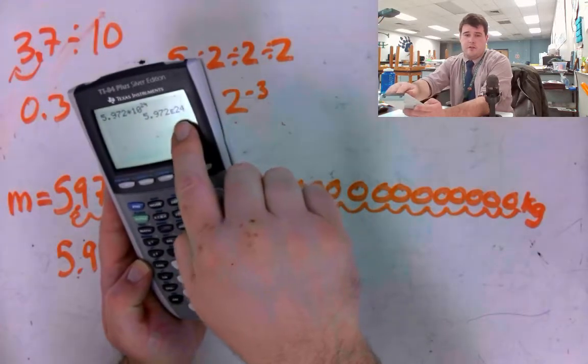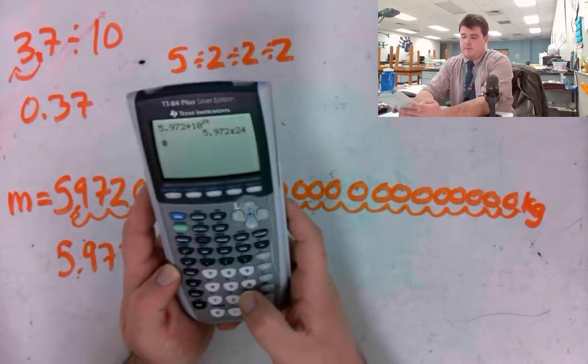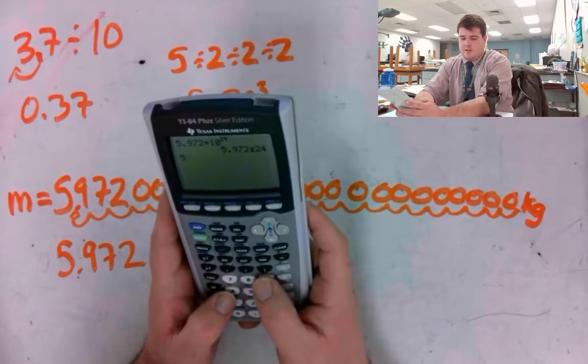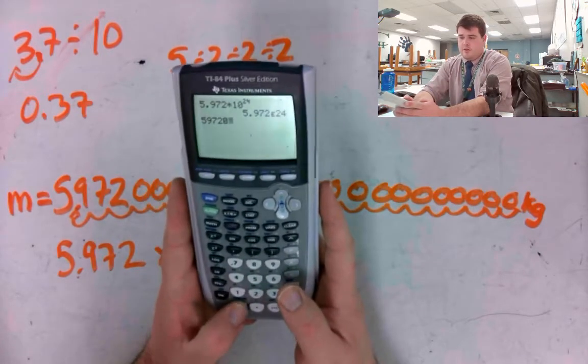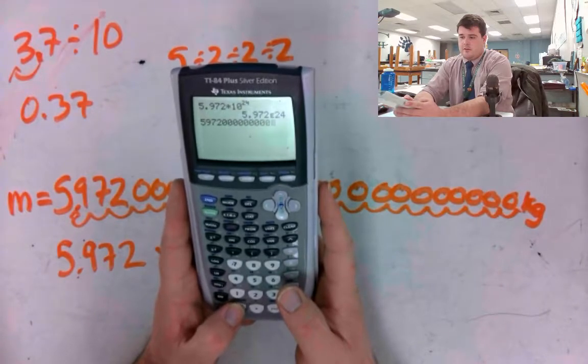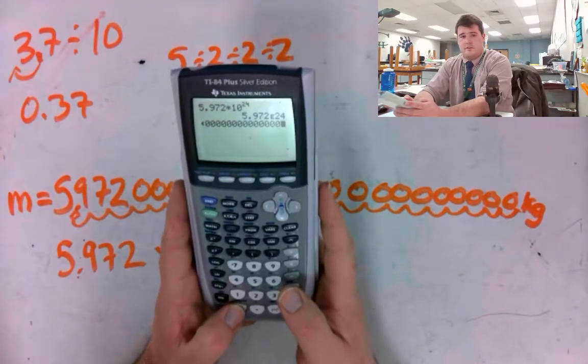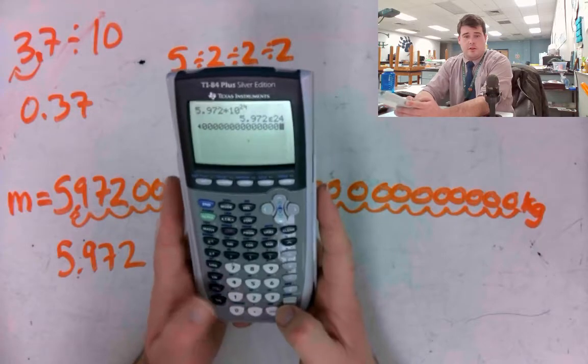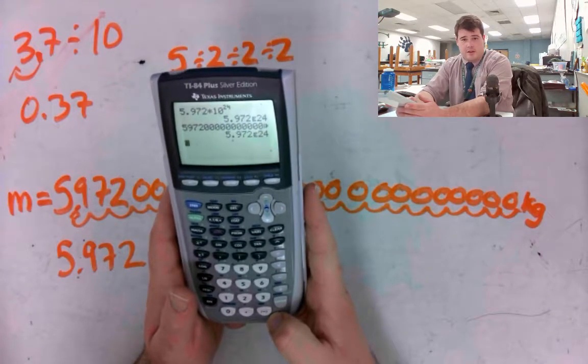5.972 E24? Well, let's type in the other one. 5.972 and count them: 1, 2, 3, 4, 5, 6, 7, 8, 9, 10, 11, 12, 13, 14, 15, 16, 17, 18, 19, 20, 21. Push enter, you get the same thing.